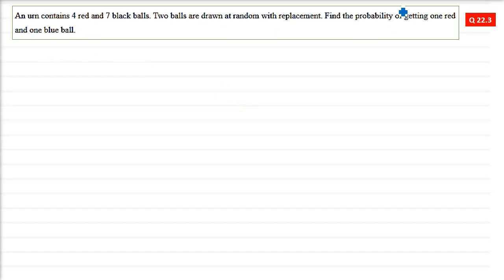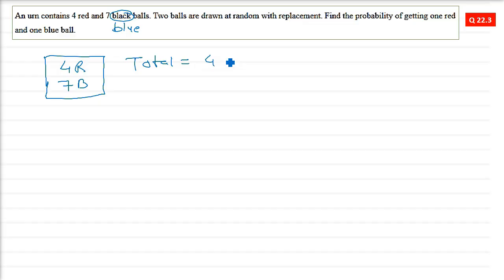An urn contains 4 red and 7 black balls. Find the probability of getting 1 red and 1 blue ball. Let's call it as a blue ball because it's quite obvious it has to be a blue ball. You cannot get a blue ball from a black ball. So there are 4 red and 7 black balls, blue balls, whichever you say. So the total will be what? 4 plus 7, which is 11 balls. 4 red and 7 blue.